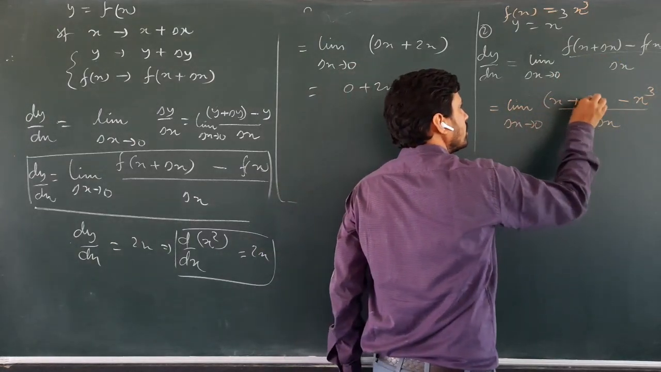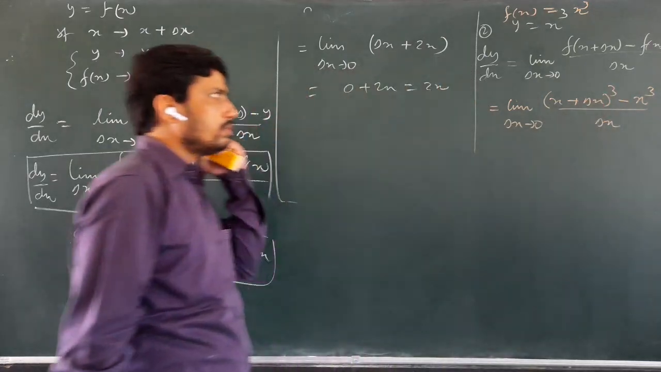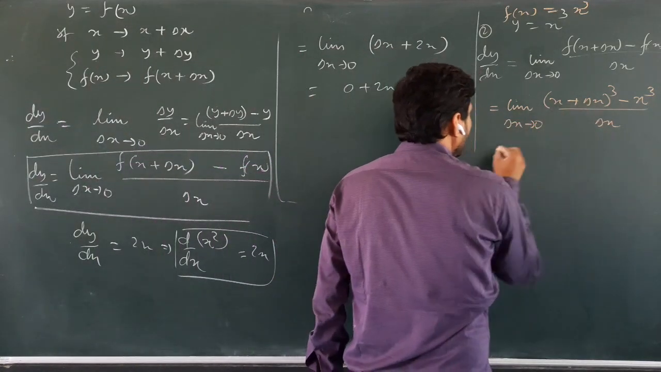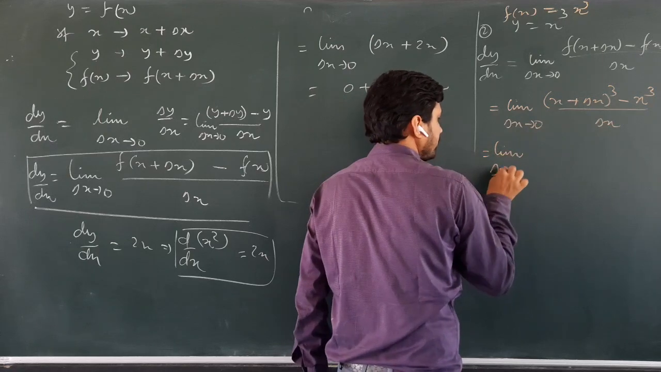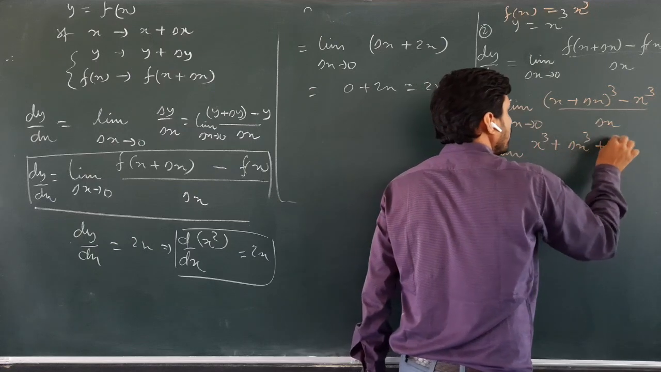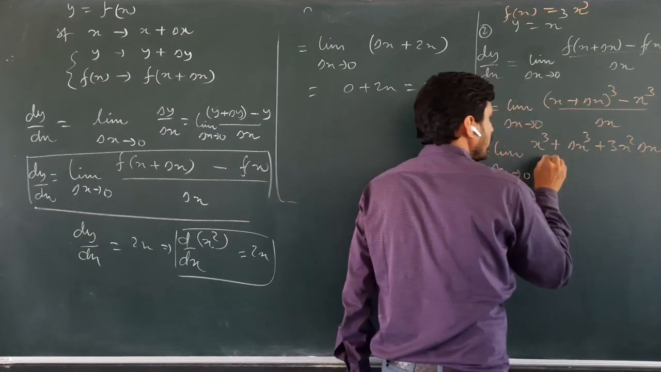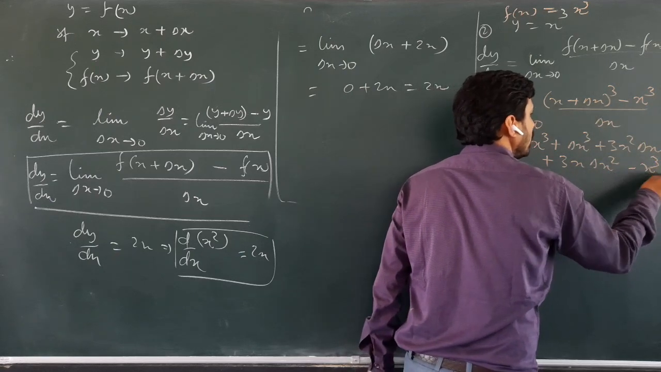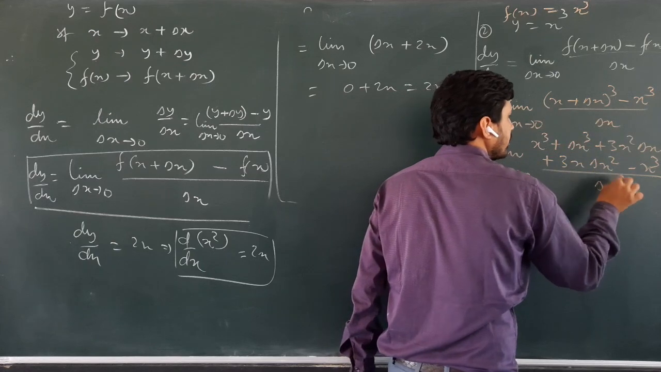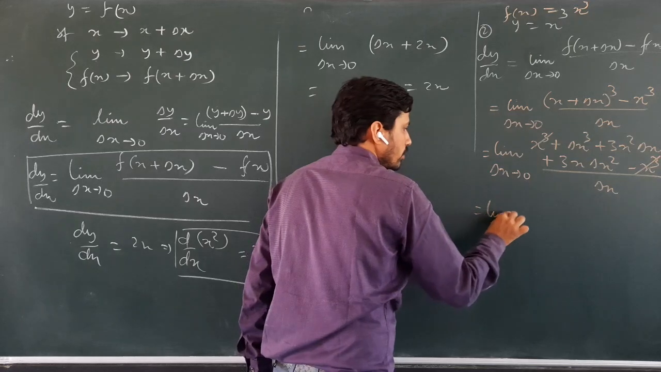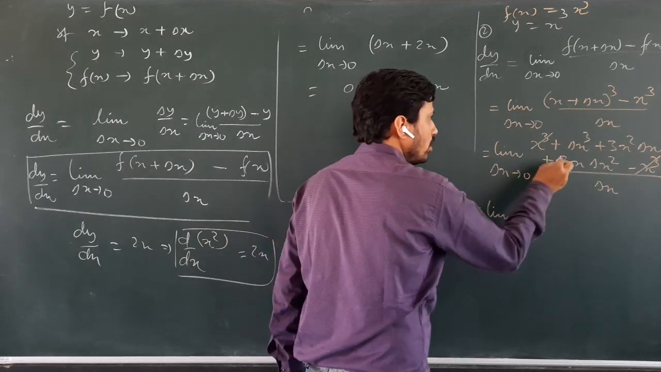So this becomes x plus delta x whole cube. Now we have to solve this particular expression. This is a plus b whole cube. So this is a cube plus b cube plus 3a square b plus 3ab square. And there is minus x cube, whole divided by delta x. You can see here minus x cube and plus x cube will cancel. So what is left behind? Limit delta x tends to 0.